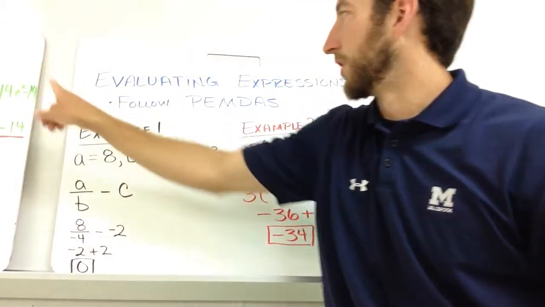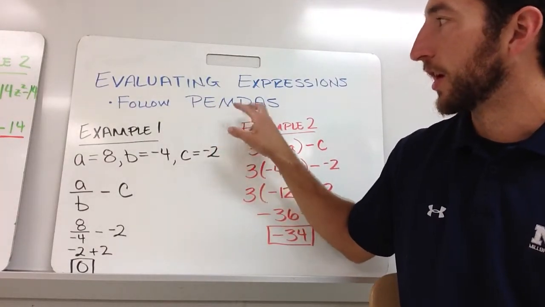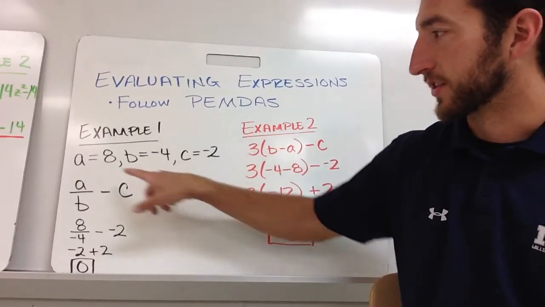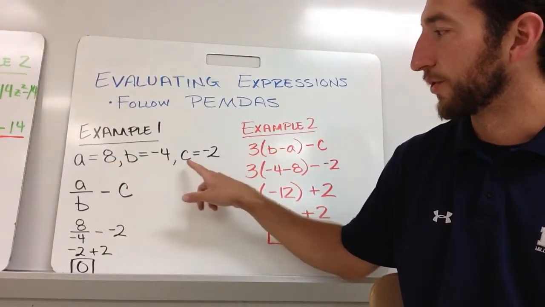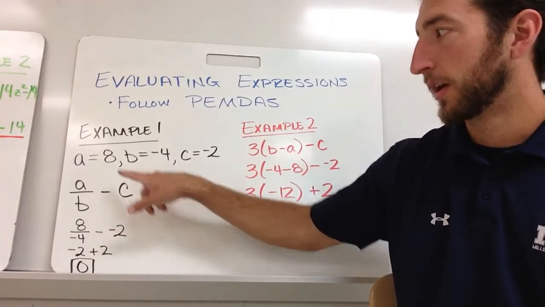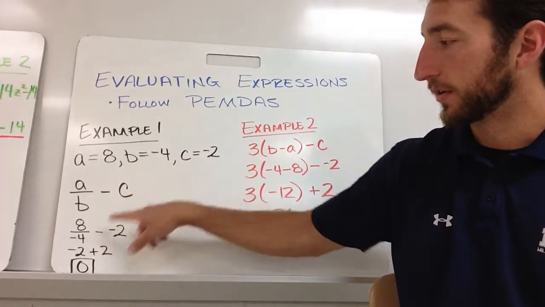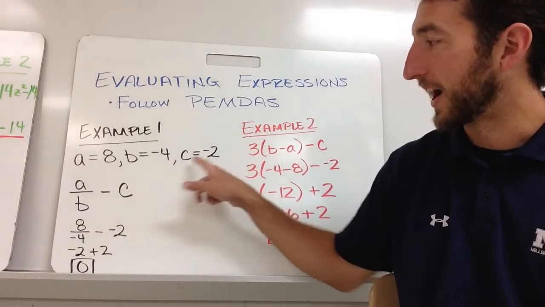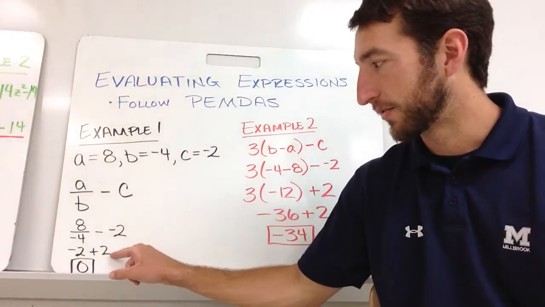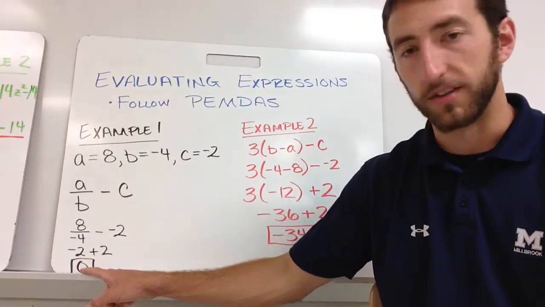Whenever you evaluate, you want to make sure that you follow your order of operations: parentheses, exponents, multiplication and division together, addition and subtraction together. So in our example, a is equal to 8, b is equal to negative 4, and c is equal to negative 2. We have the expression a divided by b minus c. I sub in 8 for a, negative 4 for b, and then minus c, so minus a negative 2. Remember, minus a negative makes it positive. 8 divided by negative 4 makes it negative 2, and then that is equal to 0.